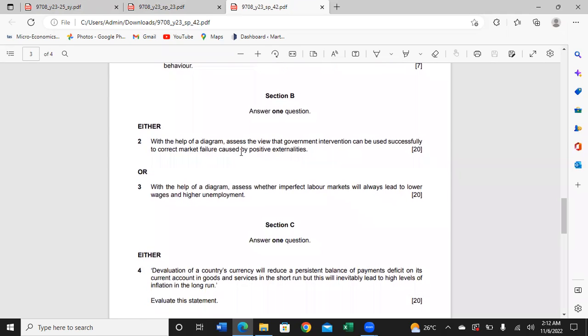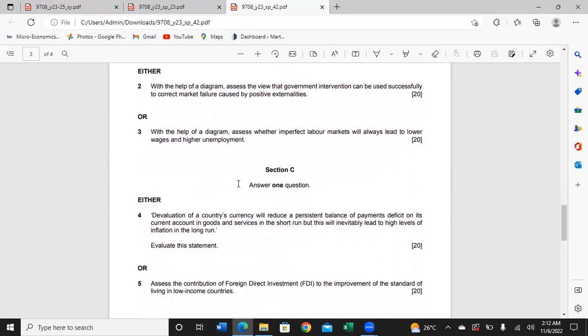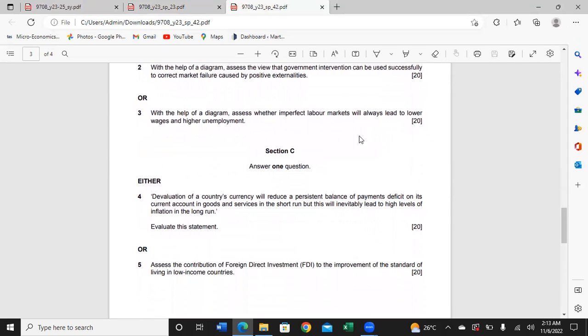And section B is a complete 20 marks question. There are no parts. With the help of a diagram, assess the view that government intervention can be used successfully to correct market failure caused by positive externalities. Full question of 20 marks, an essay question. No parts over here. Previously they had parts, now they have omitted the parts. And the third question: with the help of a diagram, assess whether imperfect labor markets will always lead to lower wages and higher unemployment. So you have to write a full essay about this.